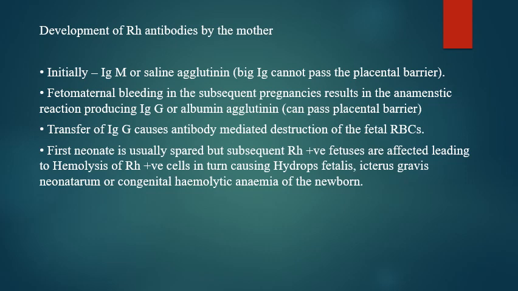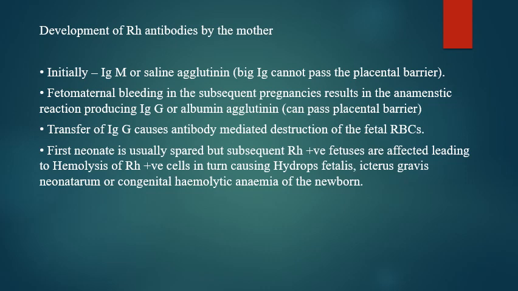Initially, there is formation of IgM antibody, also known as saline agglutinin. These are big molecules and they cannot pass the placental barrier. Now, any kind of feto-maternal bleeding in the subsequent pregnancies results in an anamnestic reaction which produces IgG antibodies, otherwise known as albumin agglutinin. These are small molecules and can pass the placental barrier. Transfer of these IgG antibodies causes antibody-mediated destruction of the fetal red blood cells.